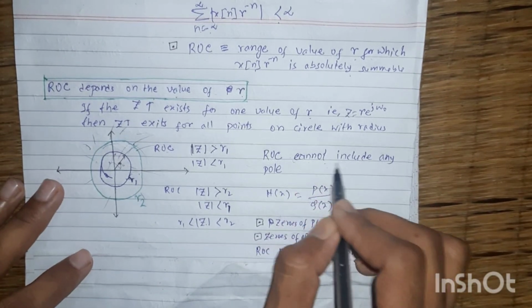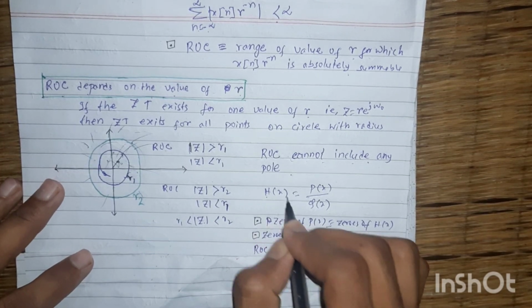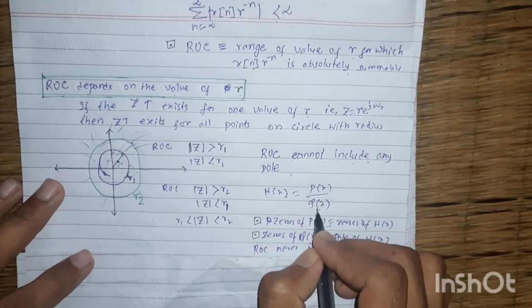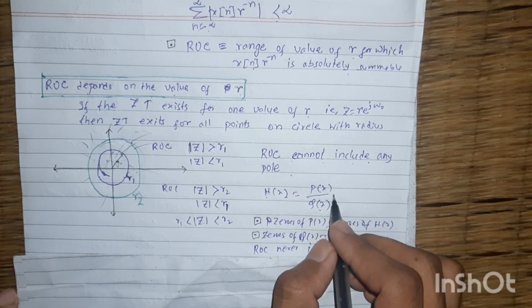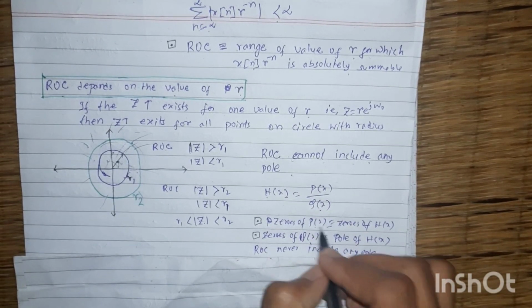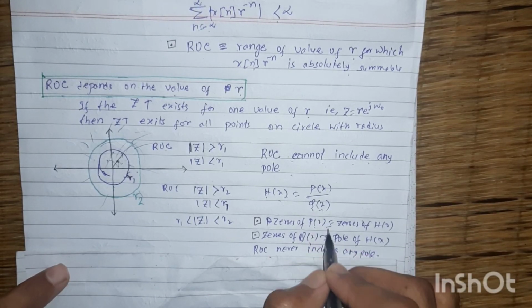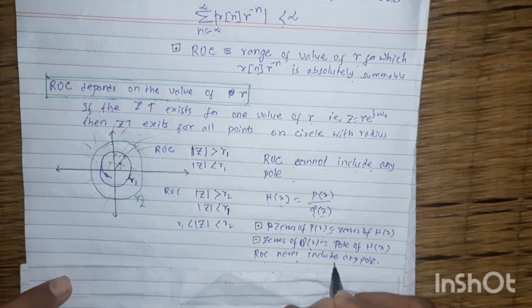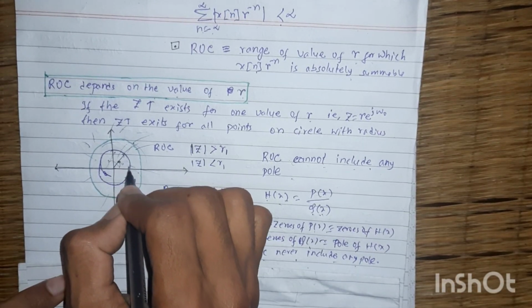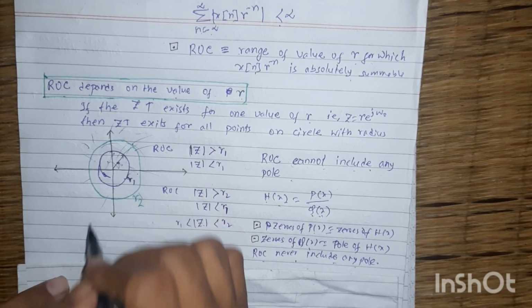The region of convergence cannot include any pole. Pole means, suppose a transfer function H of z equals P of z by Q of z. The zero of P of z, P of z being a polynomial equation, is the zero of H of z, and the zero of Q of z is the pole of H of z. The ROC never includes any pole. The boundary will be the pole. The ROC never includes this boundary. Okay.